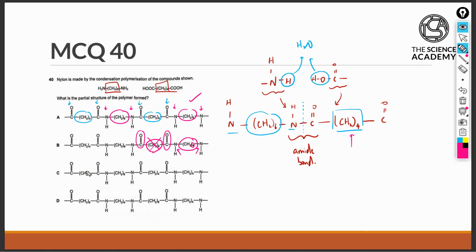Option C is also wrong because the group found between the carbonyl groups again is C2H6 when it should have been (CH2)4. Option D is also wrong for the same reason. The group found between the carbonyl groups is wrong. It should have been (CH2)4. Therefore, A will be the correct answer.